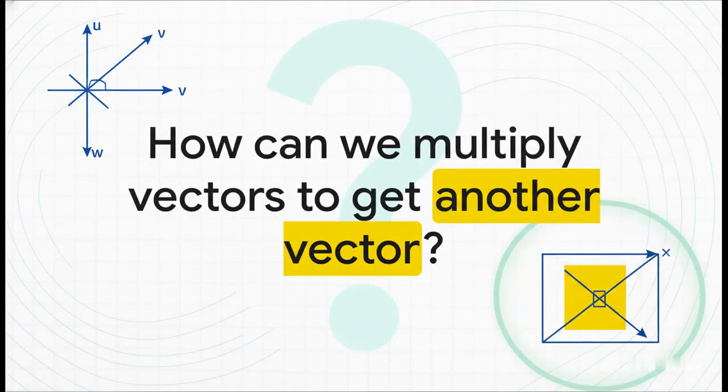And this all leads to one final lingering question. We've mastered how to multiply vectors to get a scalar. But what if you actually need to multiply two vectors and get a new vector as the result? How would that even work? Well, that's a whole other adventure and a story for another time.